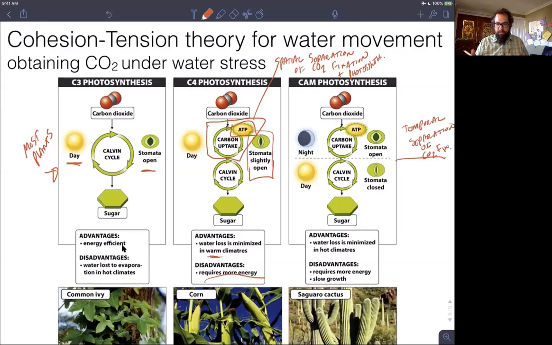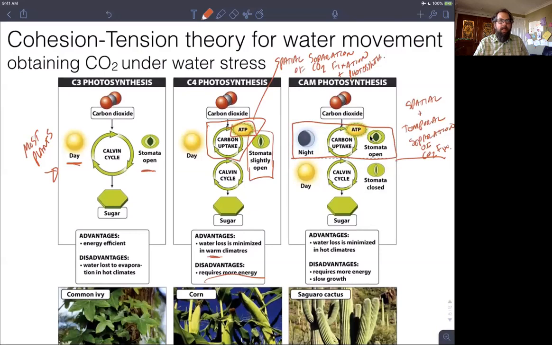And so in CAM plants, you see that the stomata are open at night rather than during the day, and they're fixing carbon at night. They also have that same spatial separation that we see in C4 plants. And so they've done a twofold: we've got spatial and temporal separation of carbon fixation.